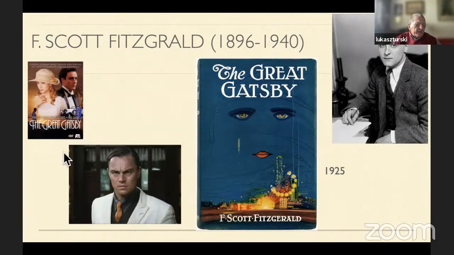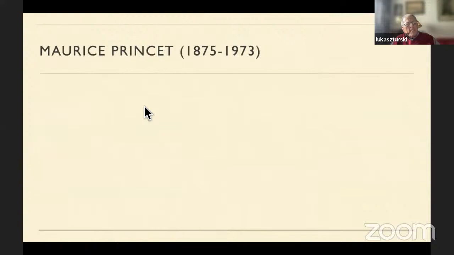So this is a poster from a Great Gatsby movie from the late 40s, and that is a pretty recent one with DiCaprio. You can recognize him. So that was another individual who was a member of that group of people gathering in the wash house.